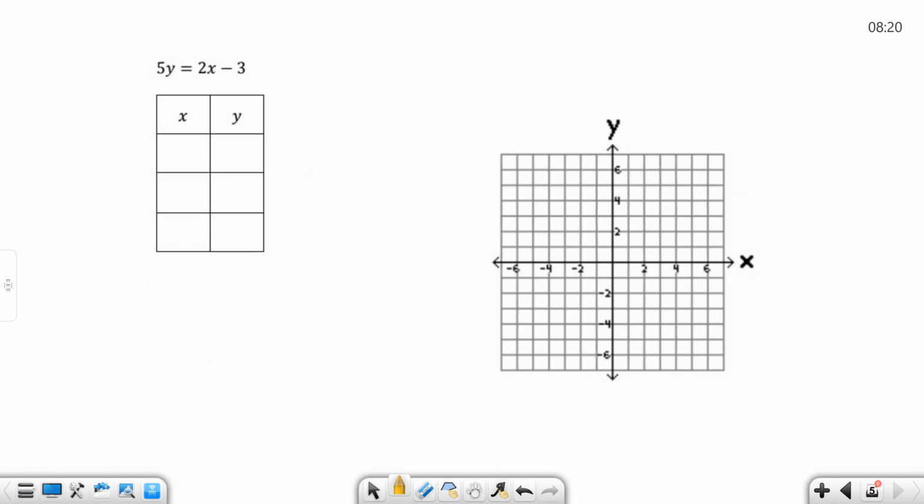So let's look at another one. 5y equals 2x minus 3. Again, not in standard form, not in slope-intercept form, not in general form. Remember, general and standard form are the same thing, just with that plus c equals 0 or equals c. So it's not in any of those forms. So we're going to do this.